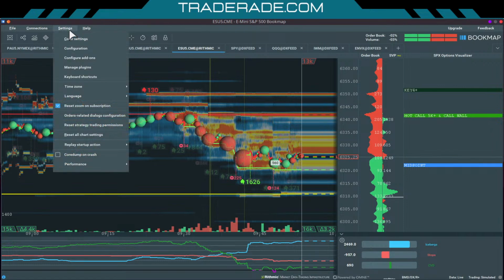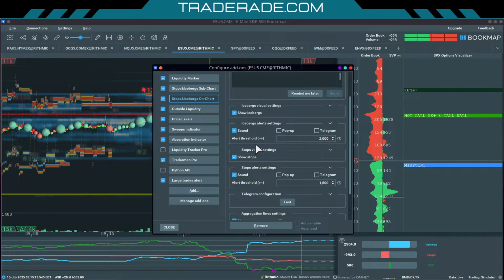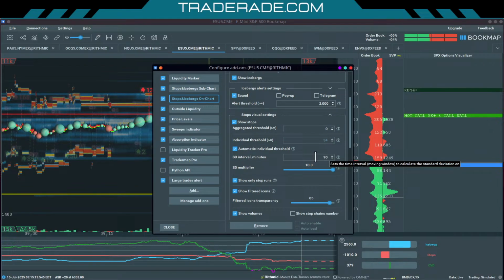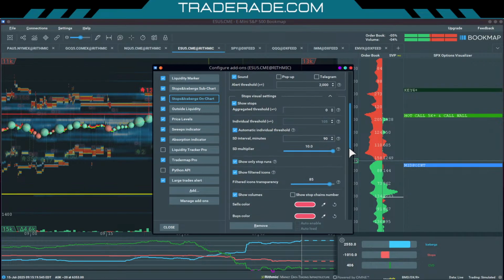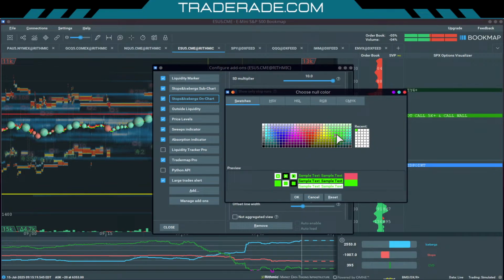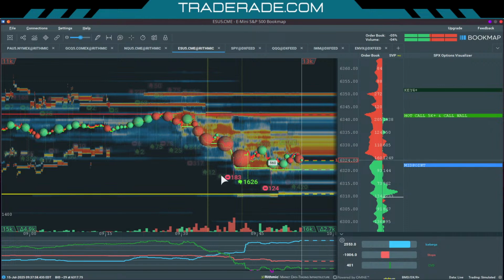And you can do the same thing with your stops as well, which I think is a good idea. So you go into that same add-on setting, stops and icebergs on chart, the visual settings for your stops, right? And you're going to want to have those at 90 minutes for the standard deviation interval, 10 for the multiplier. And then if you'd like, you can increase the size of those icons and color code your buys green. The sells are already red. And that way you'll have a pretty easy indicator to see where these things are happening.